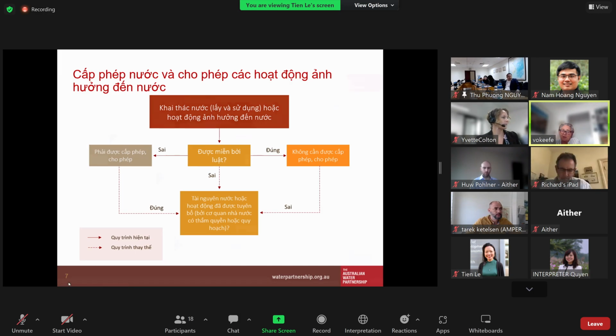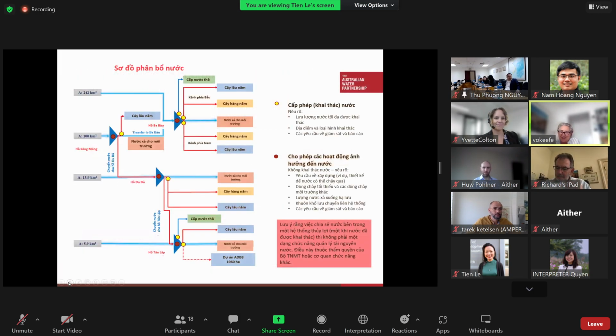This is a really complicated slide, but it's a real slide from a real river basin in Vietnam, and I'm just trying to show here where licensing should focus and what's the difference between a water extraction license and a water affecting permit.